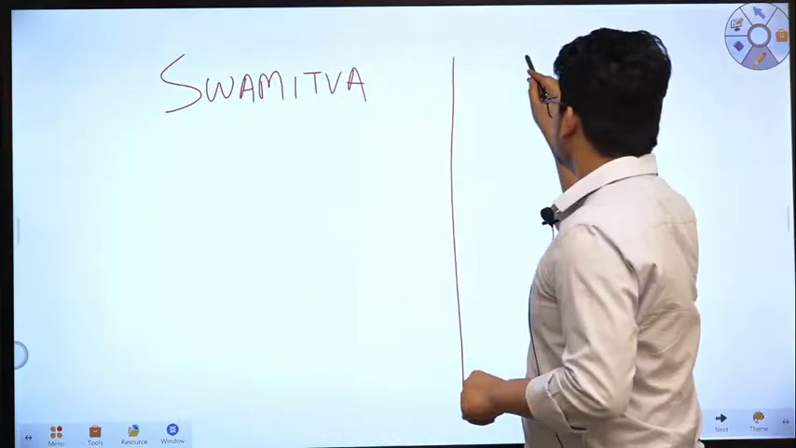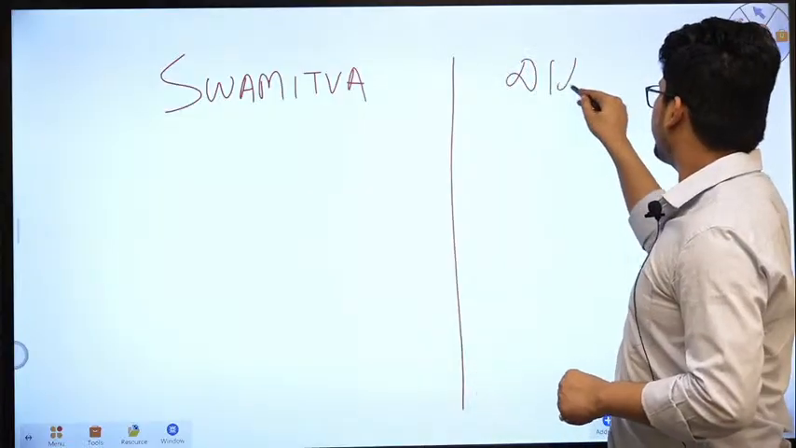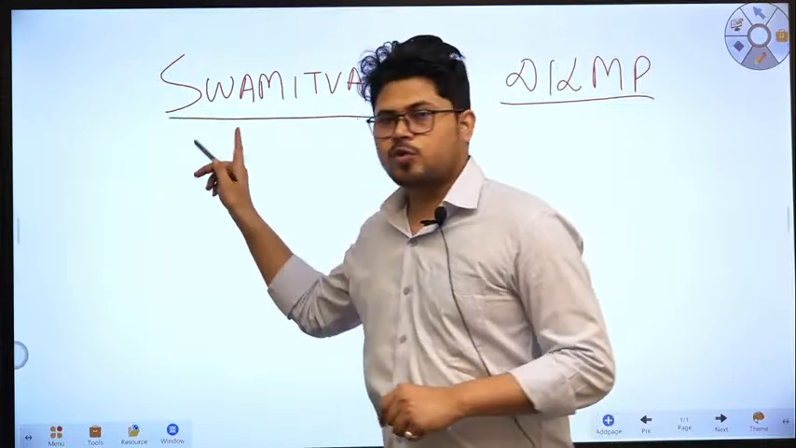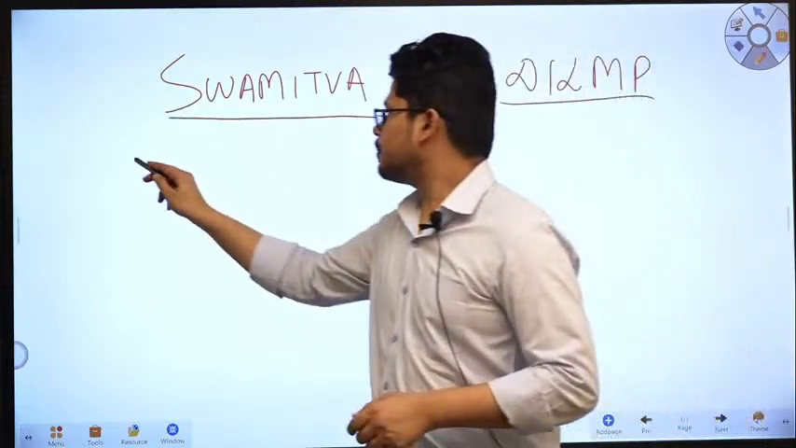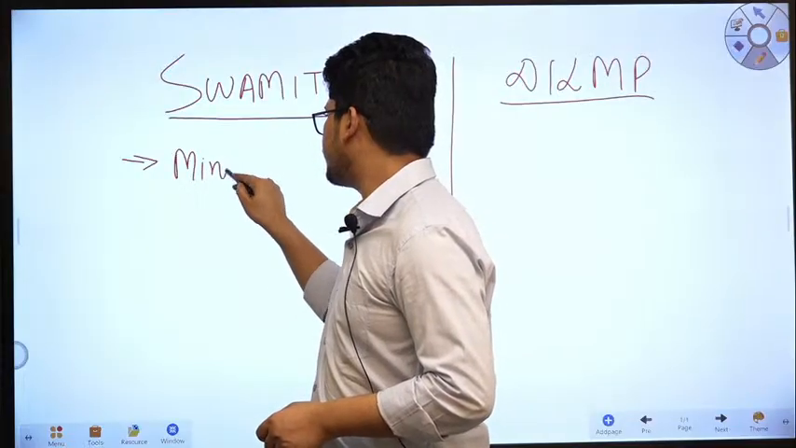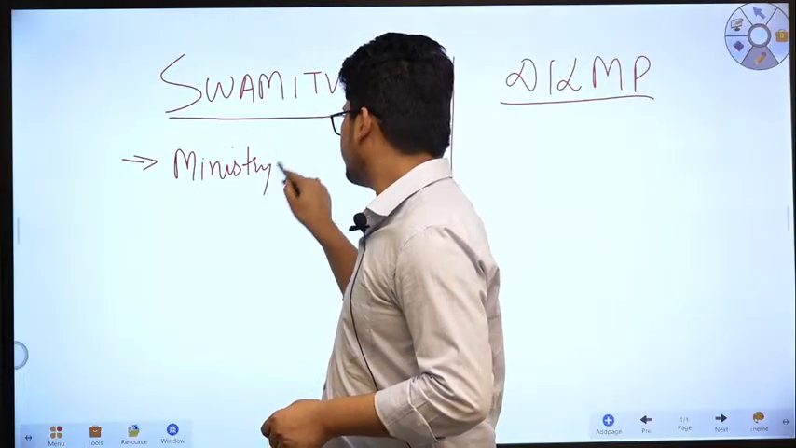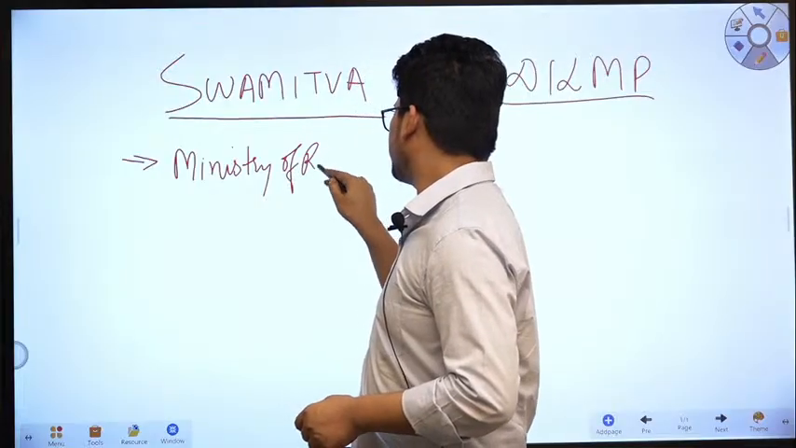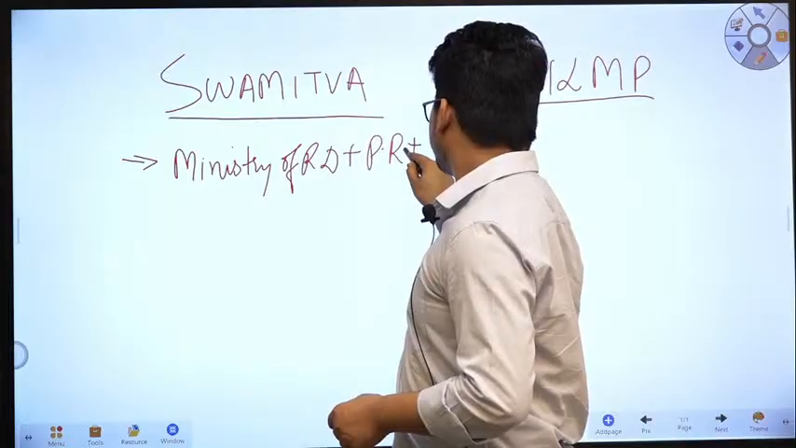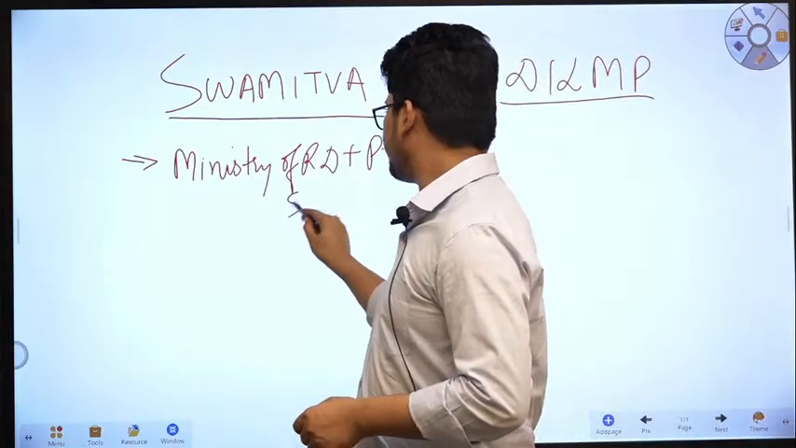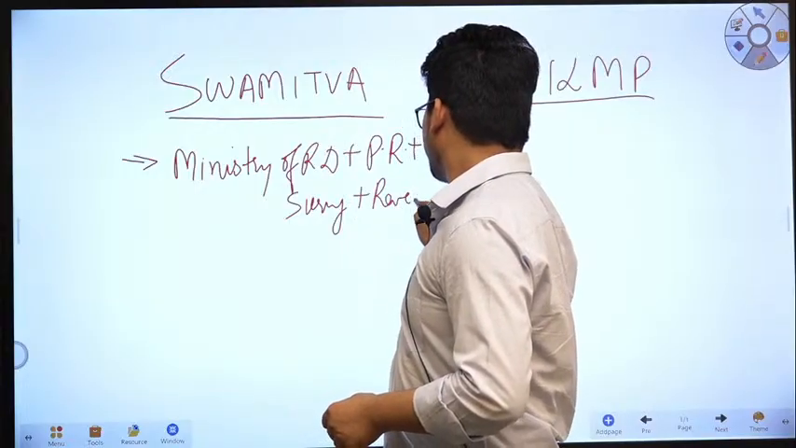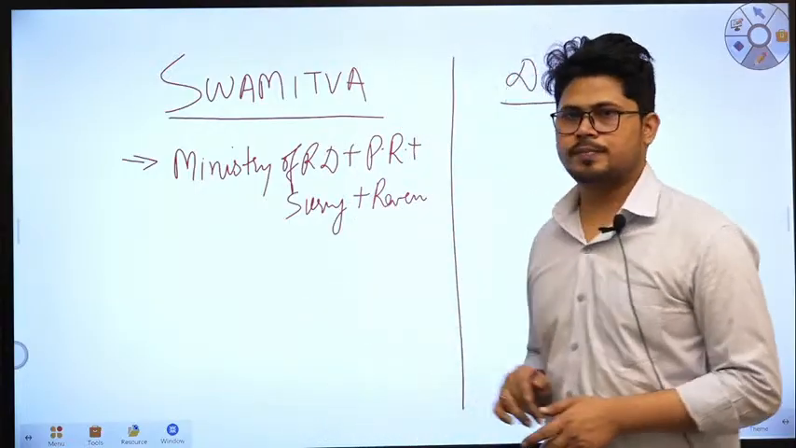The second one is Digital India Land Record Modernization Program. The Swamitva scheme is about, first of all, it is from Ministry of Rural Development, plus Panchayati Raj, plus Survey Department, plus Revenue. Okay. Swamitva scheme.